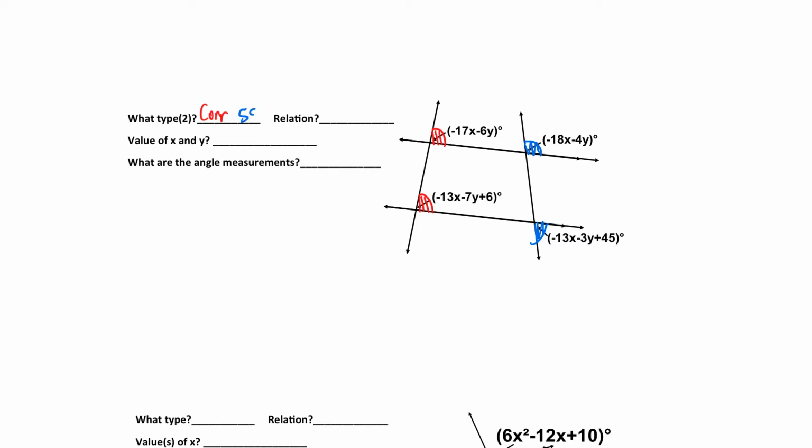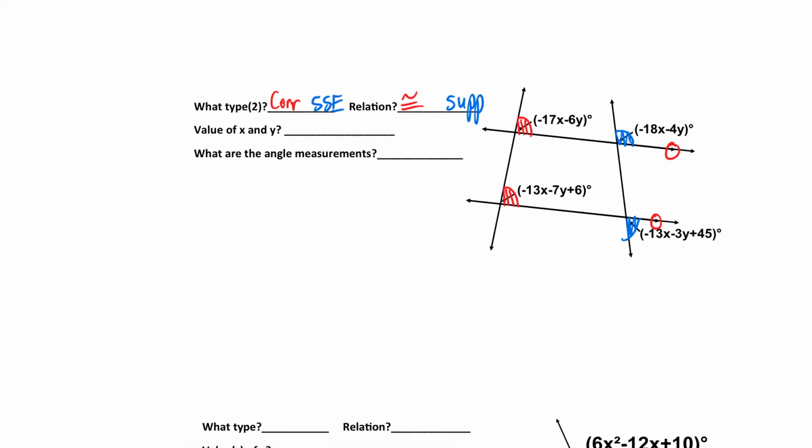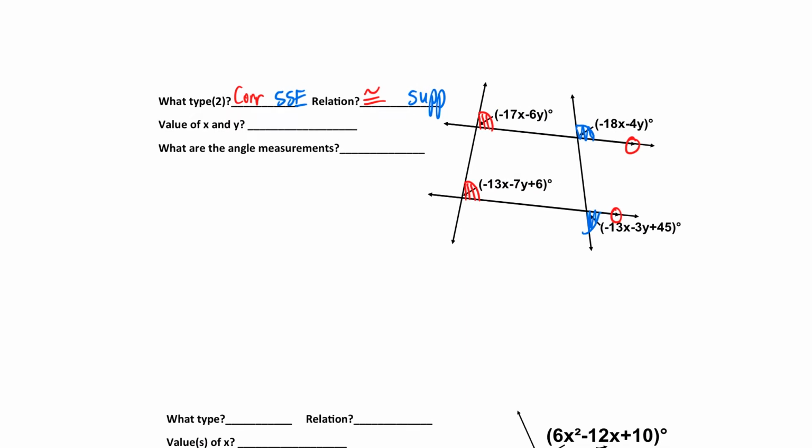Same side exterior. Okay, if the lines are parallel, and they are, what do I know about the corresponding angles? They're congruent. And if the lines are parallel, and they are, what do I know about the same side exterior? They're supplementary. So let's set up our equations here to find the value of x and y. So with those that are corresponding, how would I set up the equation for that?